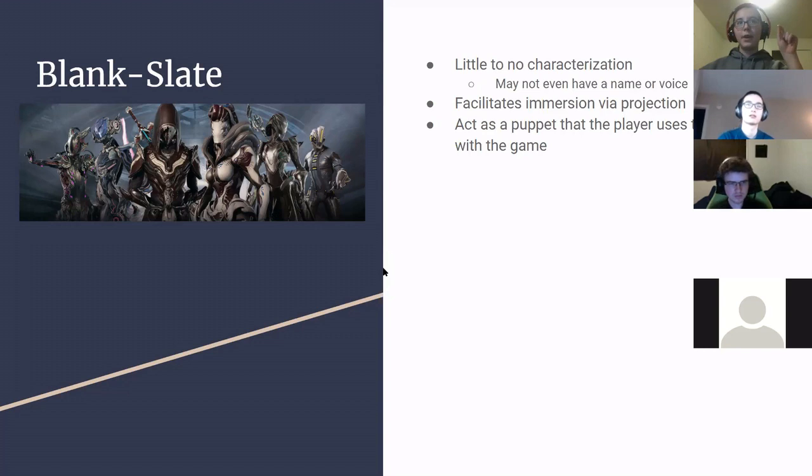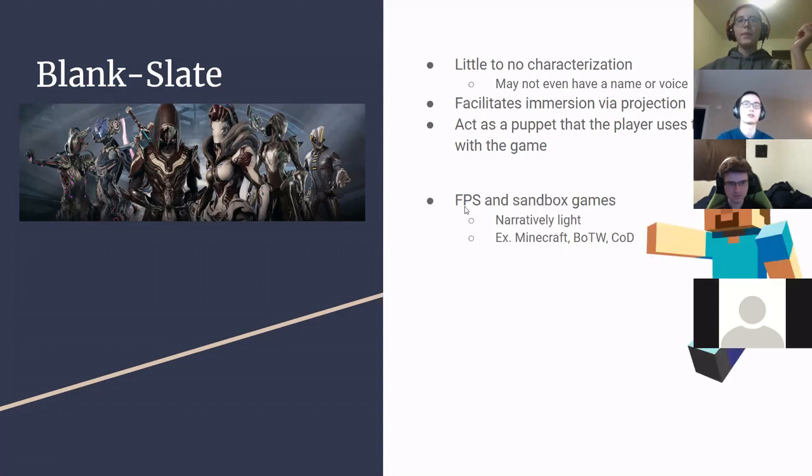And blank slate is very, very popular and very common in certain game genres. The first big ones are FPS and sandbox games that don't have a lot of narrative, where the point of the game is outside of the narrative. In most first person shooter games or a lot of those battle sim games, the point of the game is, you know, combative.